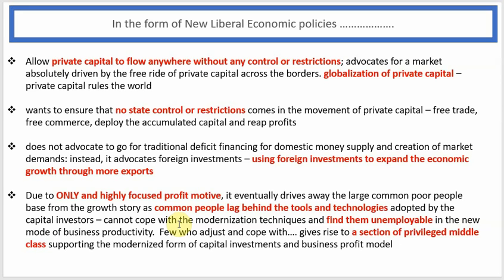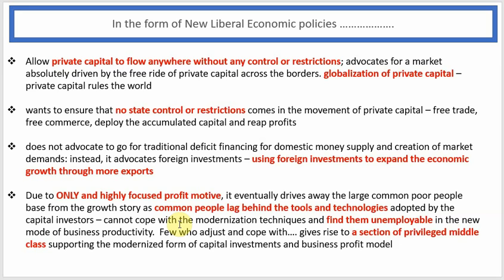So, due to this highly focused profit model, it drives away the large common people base from the economic growth story. Common people lag behind in the modern tools and technologies which are adopted by the capital investors for quick profits. So the common people cannot cope with the modernization techniques. Very soon they find themselves unemployable. They become less productive. They cannot adjust with the new paradigm shifts in the context of modern business productivity. So they are driven out of their current occupations in agriculture, rural, urban sectors. They are out of the picture.